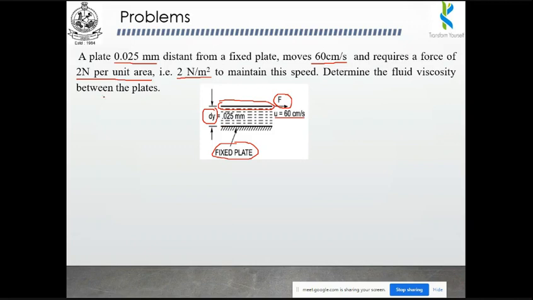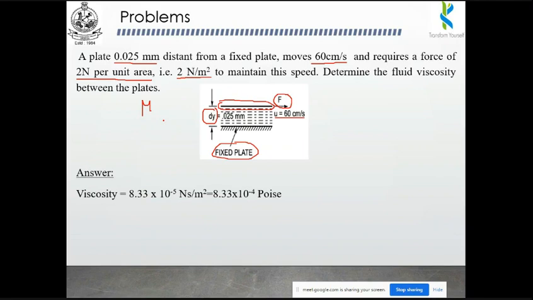So we have to find the fluid viscosity, which is called mu. We have to find the value of mu. The answer for this viscosity is 8.33 into 10 to the power minus 5 Newton seconds per meter square. Or if you want to mention it in poise, it is 8.33 into 10 to the power minus 4, because 1 poise is equal to 1 by 10 of Newton seconds per meter square.